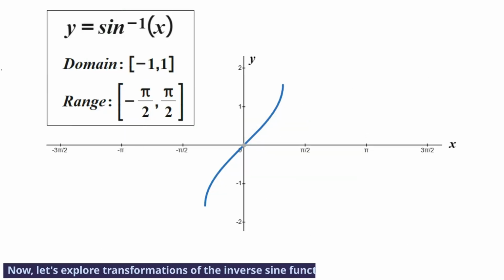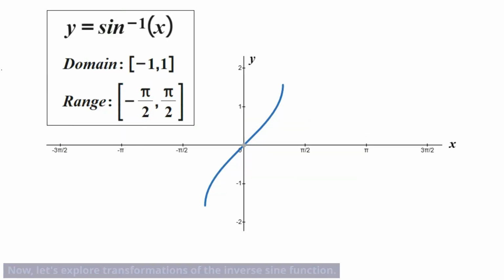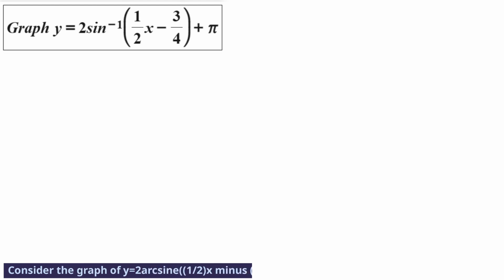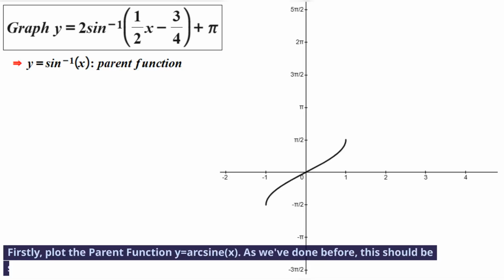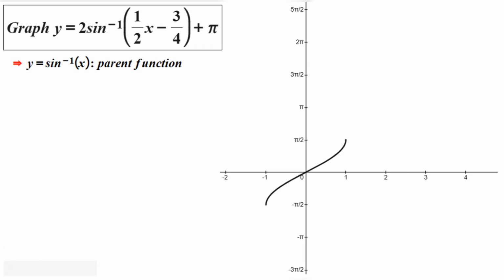Now, let's explore transformations of the inverse sine function. Consider the graph of y equals 2 arcsin(1/2 (x minus 3/2)) plus pi. Firstly, plot the parent function y equals arcsin(x). As we've done before, this should be straightforward.